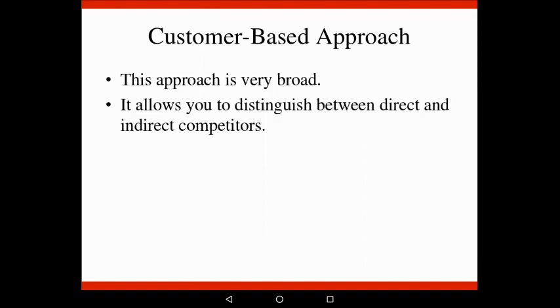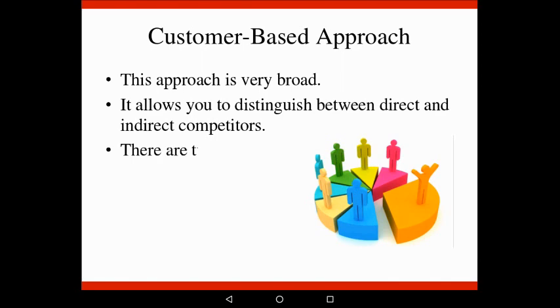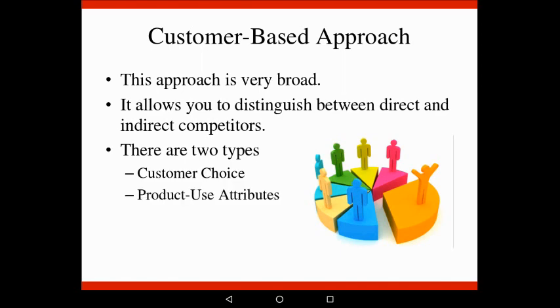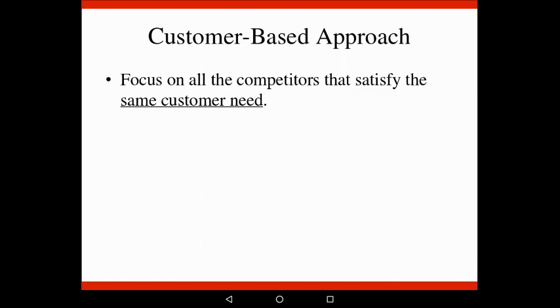Okay, so let's first look at the customer-based approach. So this approach is very broad, okay? And it allows you to distinguish between direct and indirect competitors. Remember, level 1 and level 2 competitors. Now, there are two types of customer-based approaches. The one is called customer choice, and the other is called product use attributes, or product use associations. And we'll look at that soon.